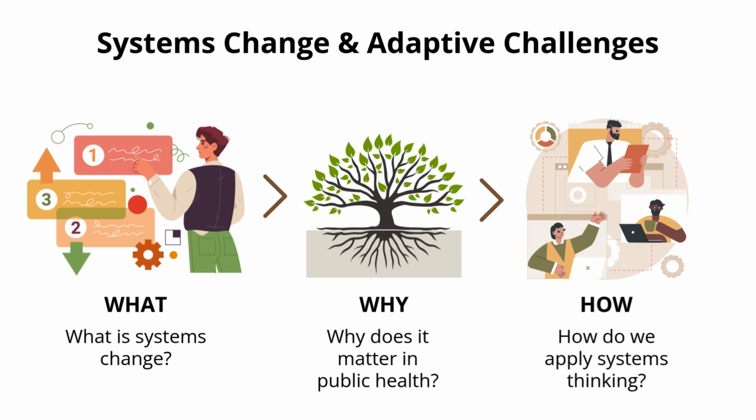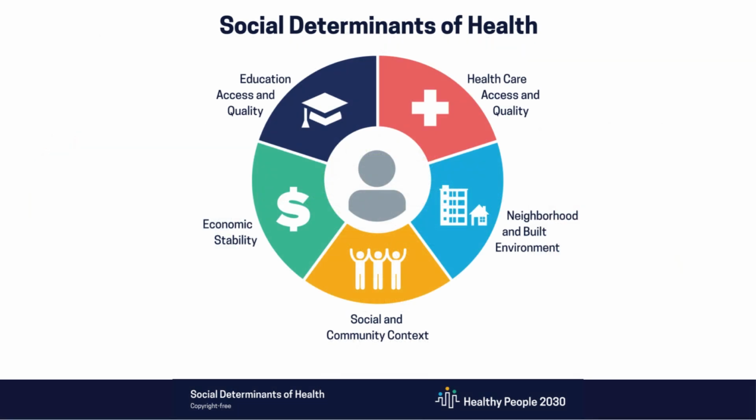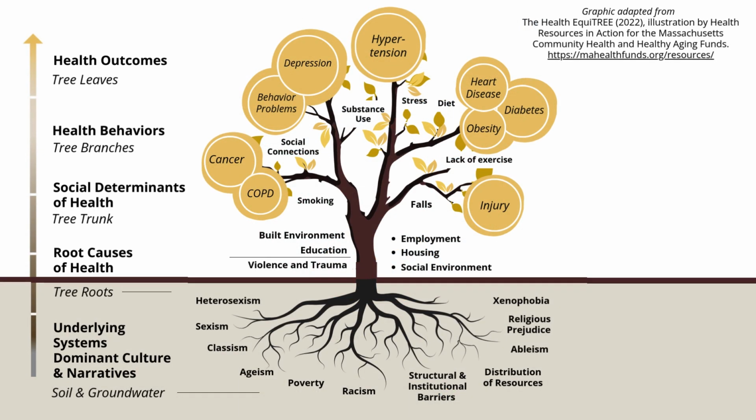So, why do we need to focus on systems change? Public health leaders increasingly recognize that we cannot improve health outcomes without addressing the systems that produce them. Today's public health problems, such as chronic disease, addiction, homelessness, and climate impacts, are complex. One way of illustrating this complexity is with a tree metaphor. On top, we see the leaves of the tree as the visible and complex health problems, with the branches showing what leads to these outcomes.